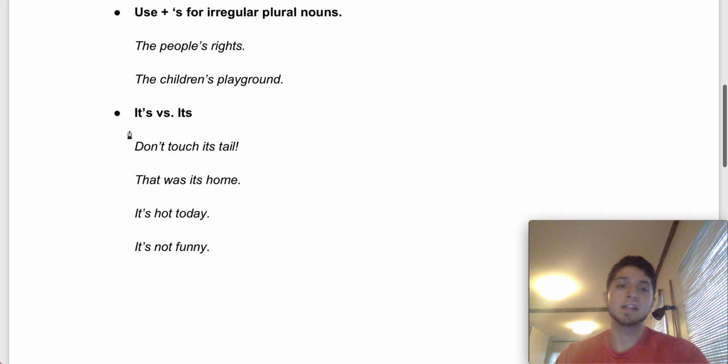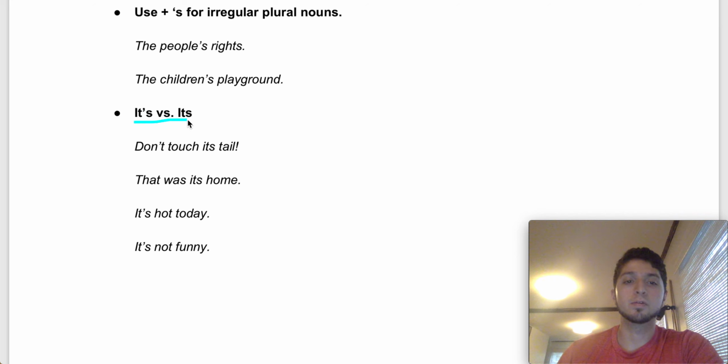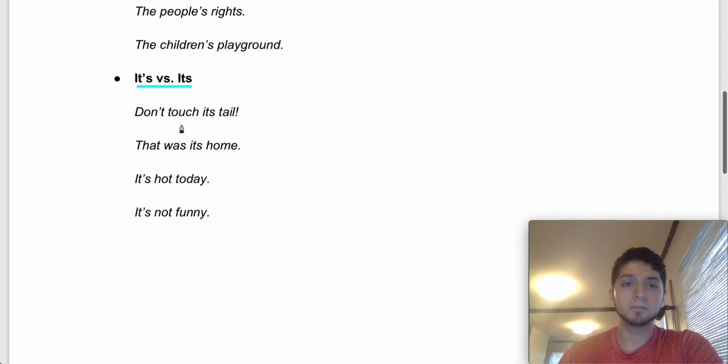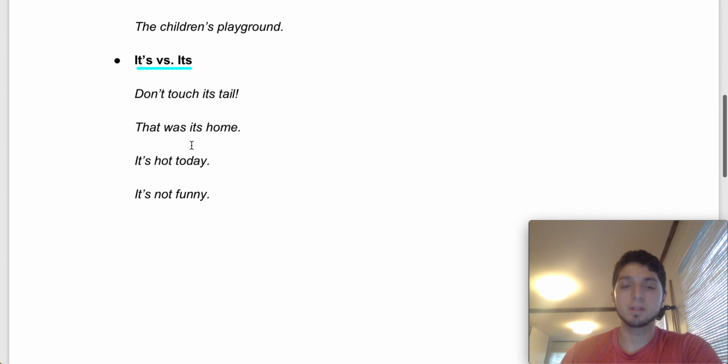The last thing is it's versus its, so it apostrophe S versus just its. This is more of a concept I'll put in commonly confused words. However, it still comes up with apostrophes, so it's important to know. It apostrophe S is the contraction for it is, and no apostrophe is the possessive, so it's a little bit backwards.